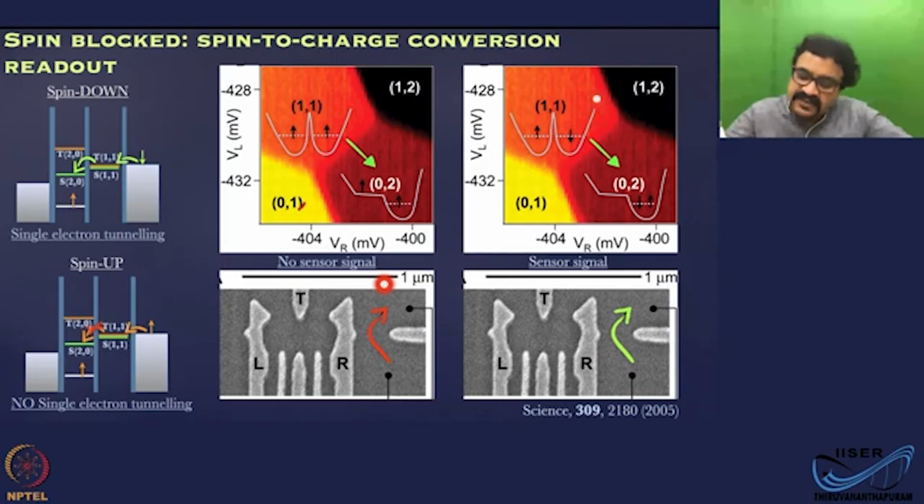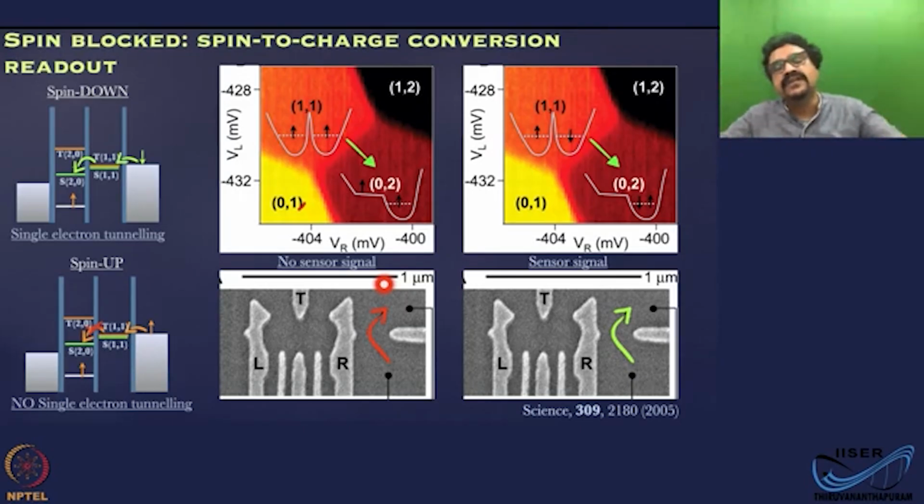Now consider a singlet state, up and down. Now when you make the same gate voltage pulse on VL and VR, because it's a singlet state, this easily can go to this state. So you will see it will go to a 0-2 state. In the triplet case, it won't go to a 0-2 state because of the spin blockade. Here it will go to a 0-2 state, and in that case, the sensor will register a signal. It will tell you, okay, it's a 0-2 state.